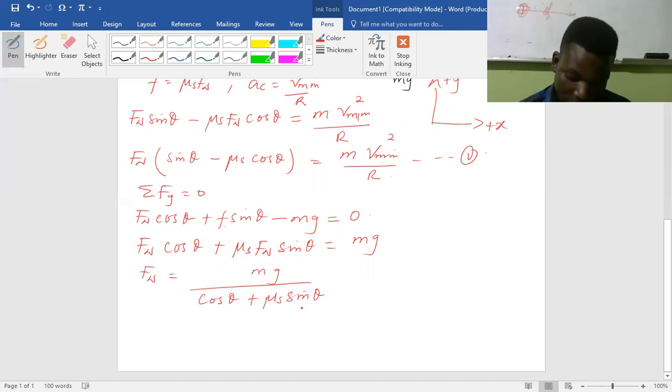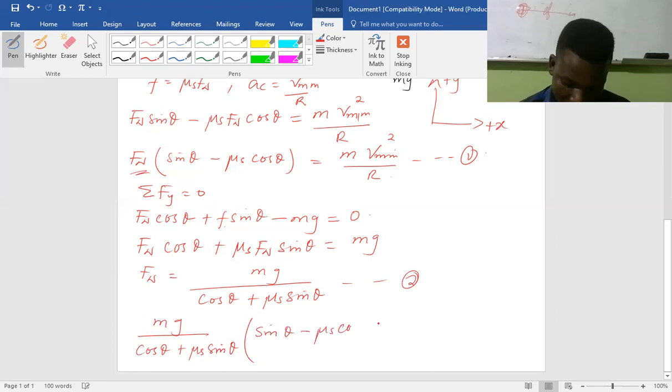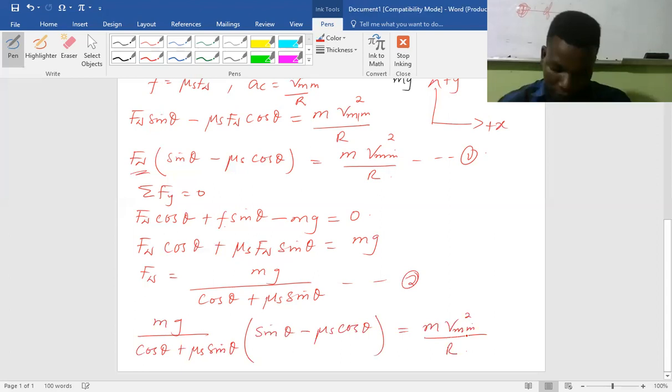Okay, so substituting this equation into equation 1 here, we are going to have something like this: mg over cos theta plus mu s sine theta, multiplying by sine theta minus mu s cos theta, equal to m v minimum squared over R. Okay, so that is what we have.